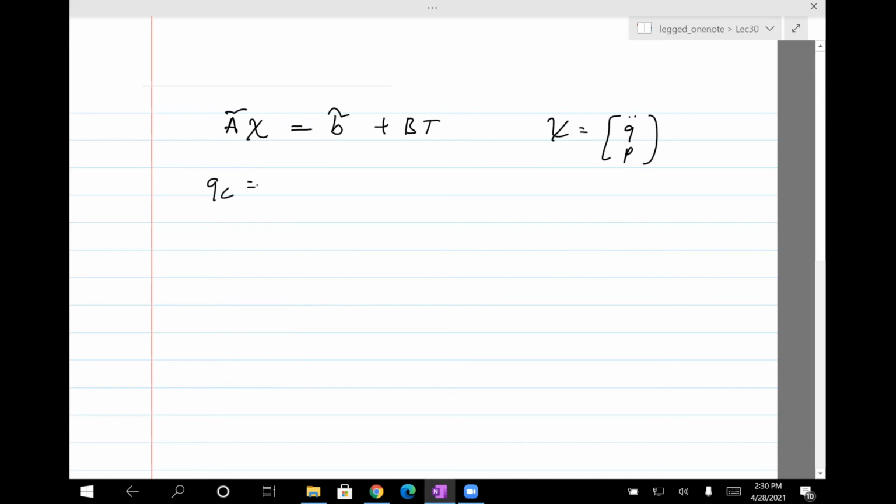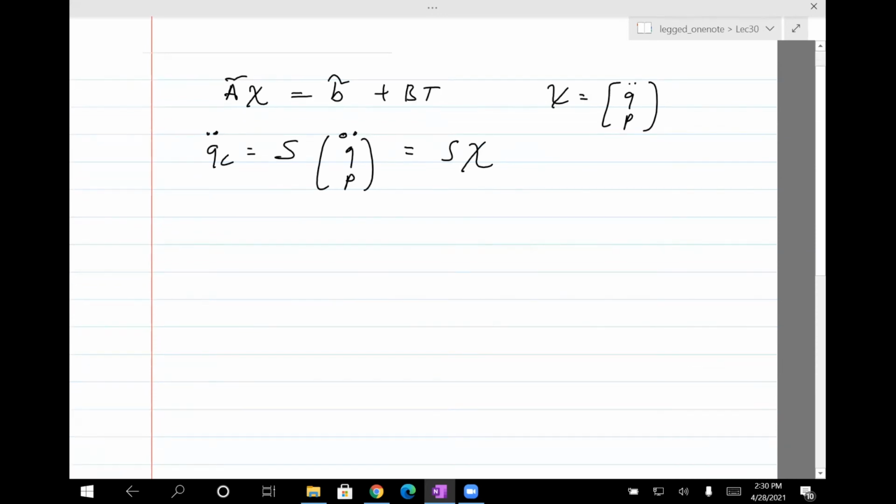Now I also defined QC to be some selection matrix times QP. Sorry, QP. So this is actually incorrect. It's actually Q double dot C equals S times Q double dot P, because even in this case, the selection matrix is going to be a constant matrix because it just takes the corresponding rows and puts in QC. So this can be written as S times X, and now it's all consistent. So now Q double dot C equals S times X, but X is A inverse B tilde plus BT.